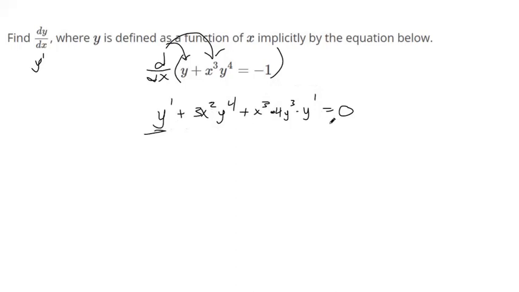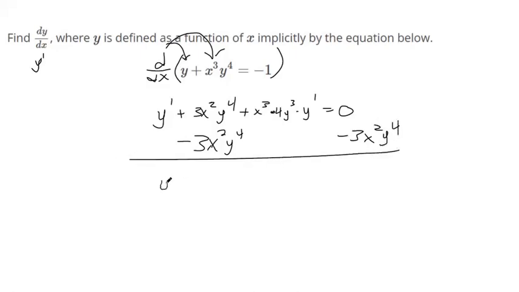Okay, and the goal is to get y prime by itself, dy/dx. So I've got to solve for that. That means I want to get rid of this on this side. I'm just trying to have y prime terms. So subtract that from both sides, you get y prime plus, when I clean this up, that's 4x to the third y to the third, and y prime. That's what this term is. And then I move that to the other side.